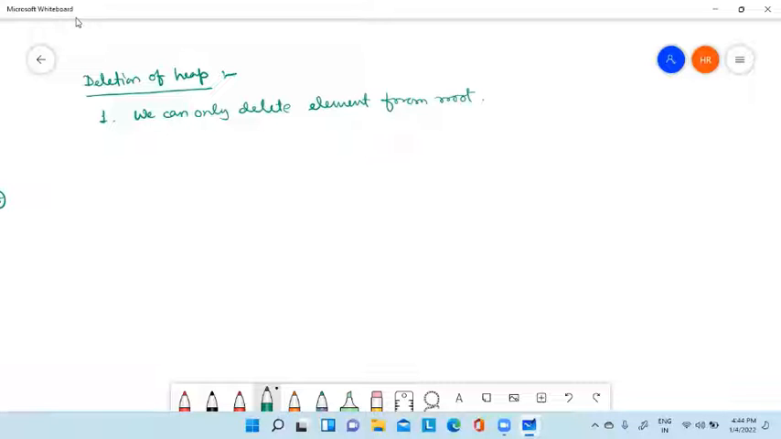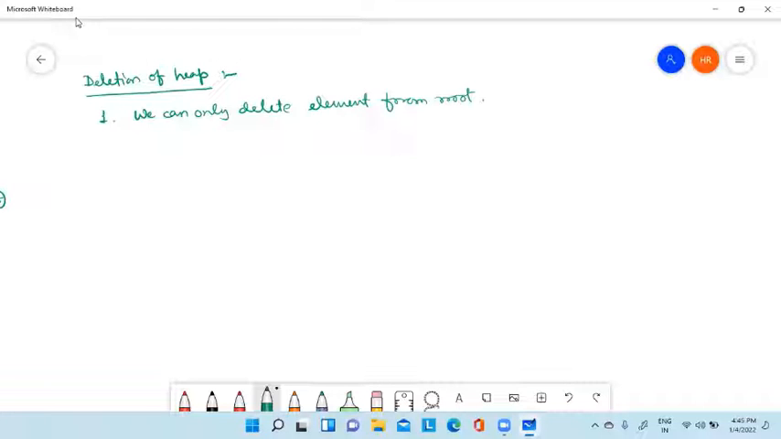Normally, how to delete? Suppose I am going to delete some element. In that case, I will search for the element, then I will delete. But if I say delete from a stack, then you have to delete from the top of the stack. When I say delete from a queue, then you have to delete from the front end. Similarly, in case of heap, deletion is always performed from the root position. So we can delete an element from the root.